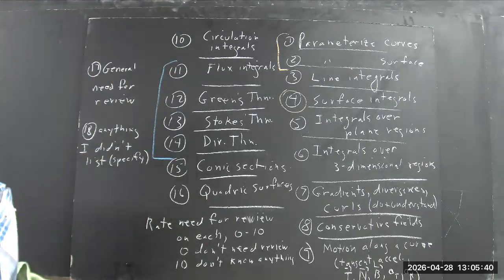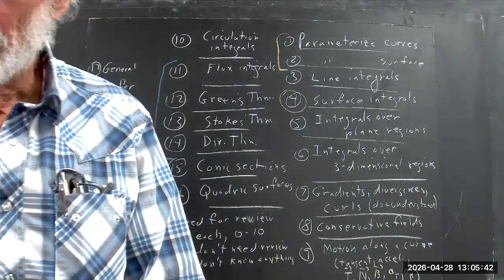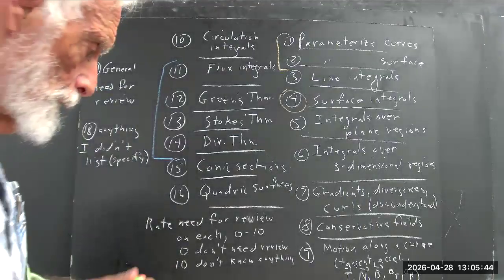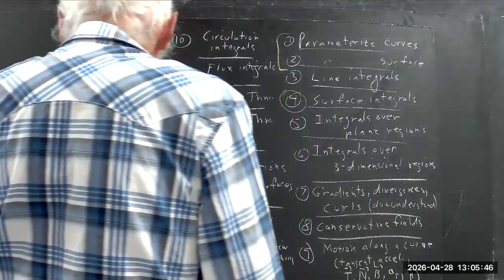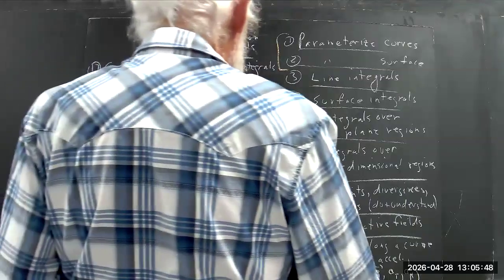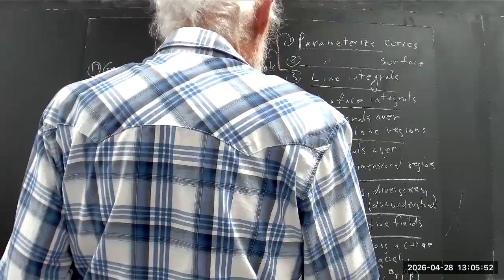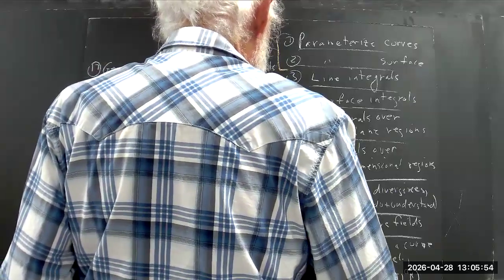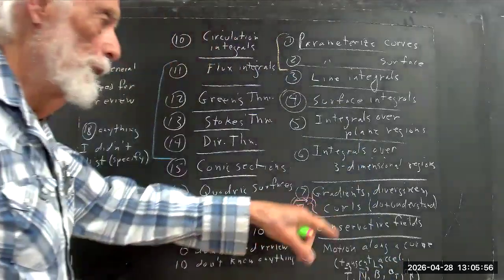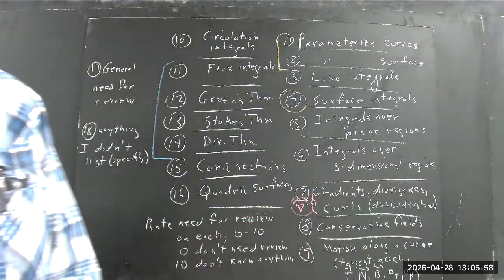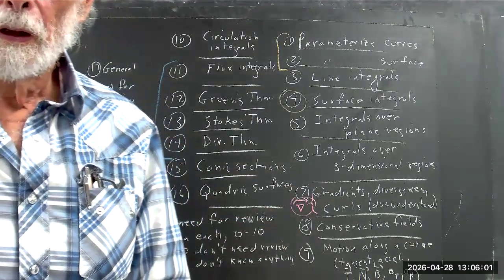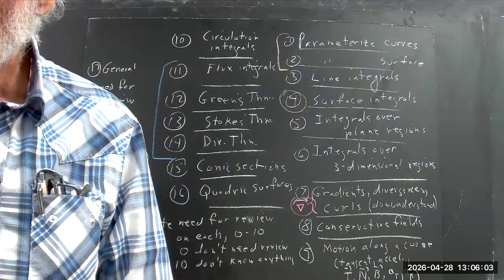Gradients, divergences, and curls are just using the del operator, right? So I'm going to make all the del operator as far as doing calculations. And I don't see anybody really having problems with calculations.